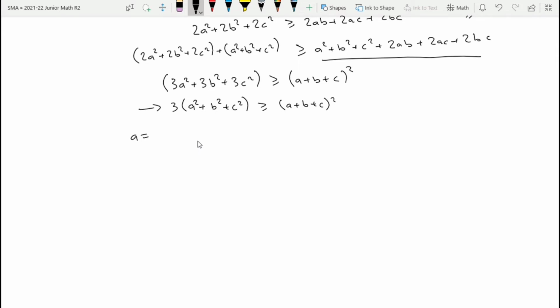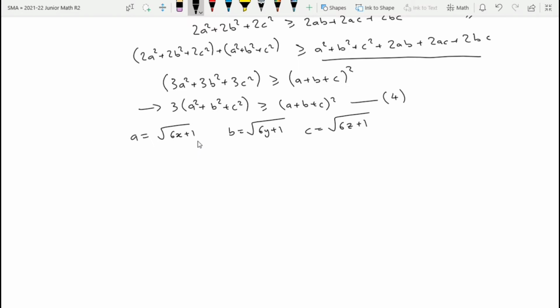So we're going to substitute a. In place of a, we're going to be writing square root of 6x plus 1. In place of b, we're going to write square root of 6y plus 1. And in place of c, we're going to write square root of 6z plus 1. And then when we make this substitution, let me just call this inequality 4, I think.